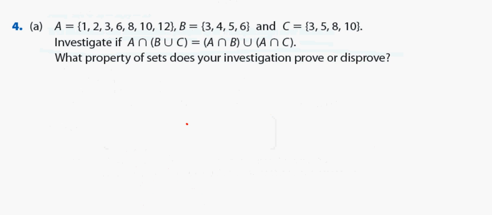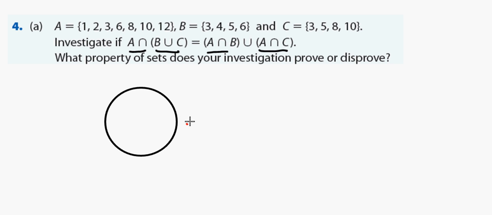Okay, 4a. Investigate if A intersection (B union C) is equal to (A intersection B) union (A intersection C). Okay, so let's draw out a diagram for this first and foremost. Diagrams usually make the whole process a bit easier.